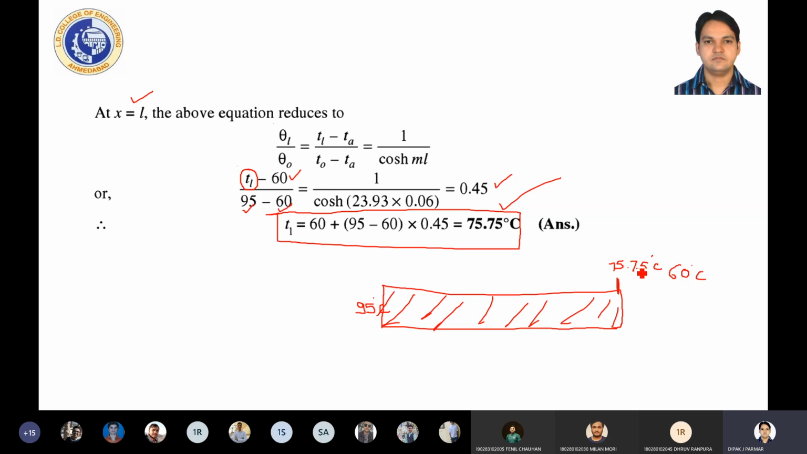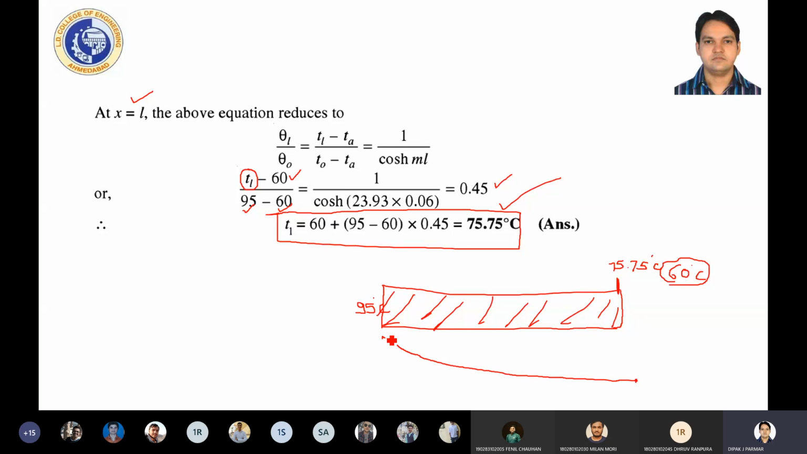But the actual condition is that the ambient air temperature is 60, the conductivity of the material is 32, and according to the material property and the shape of your fin, the temperature is different. You can see here the temperature is 95, and lengthwise it comes to 75 degrees Celsius. Your temperature drops lengthwise, and that is why the efficiency of the fin is not maximum, but only 62.18%.